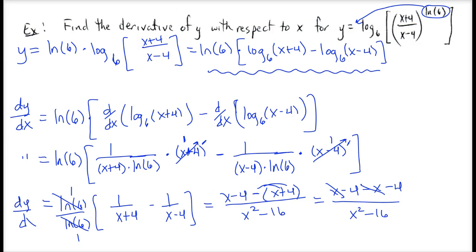And we'll see at the end of the day here that minus 4 and minus 4 is minus 8, all of that over x squared minus 16. And that will be our derivative here. So of course our y prime just ends up being negative 8 divided by x squared minus 16.